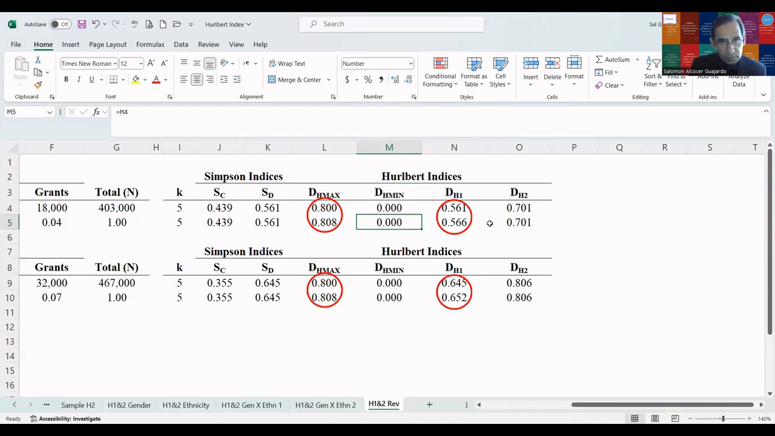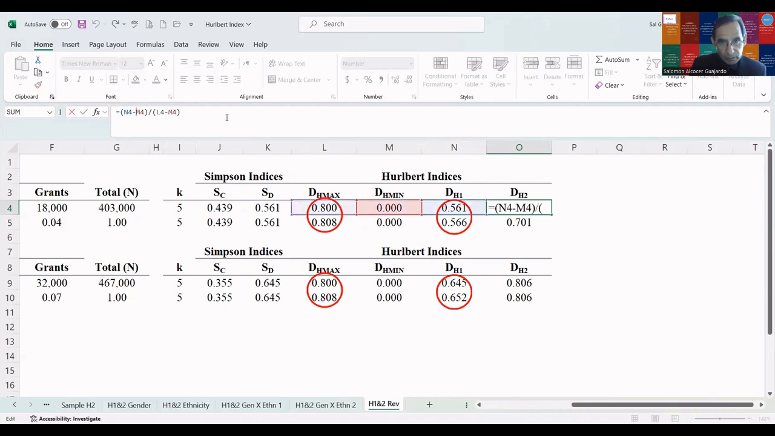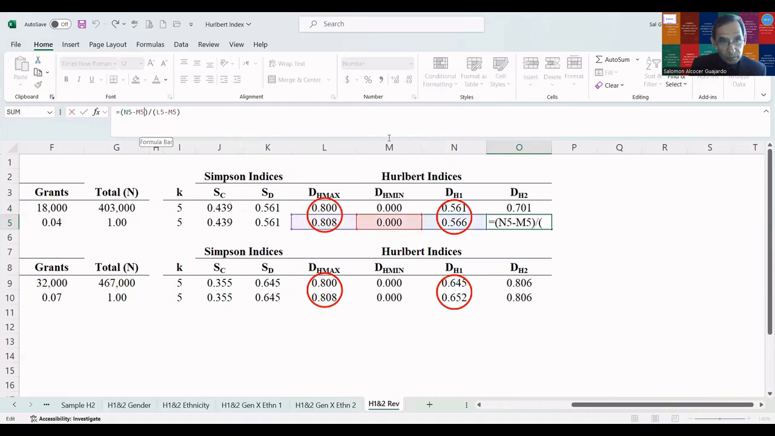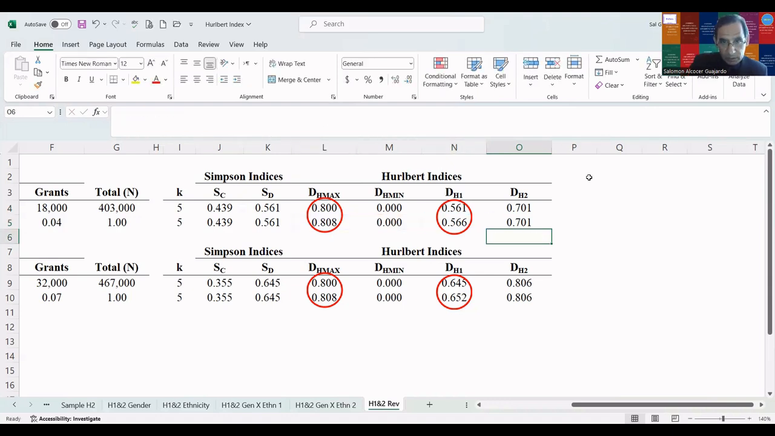And in order just to be consistent, I just copy that value down. So I put equals M4. So to calculate the relative diversity score, again, I got the diversity score minus the minimum score of 0 divided by the maximum score minus the minimum score of 0. When I did that, it gives me a relative revenue diversity score of 0.701. And it's the same for the data using percentages.